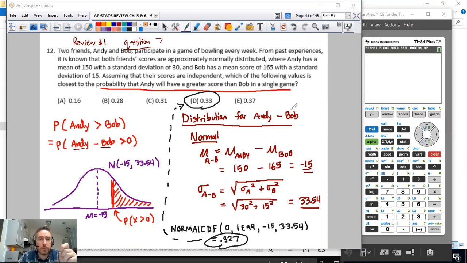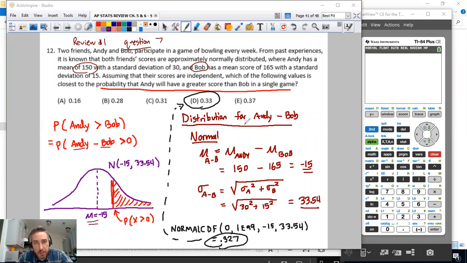First, with normal distributions, when we're trying to find the mean and standard deviation, the mean is simply the difference between their means. Andy has a mean of 150, Bob has a mean of 165. When you subtract those, you get negative 15. That is the mean.